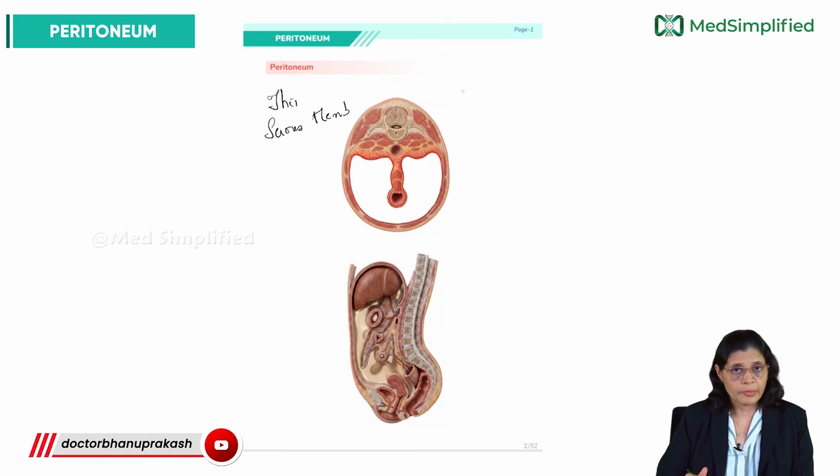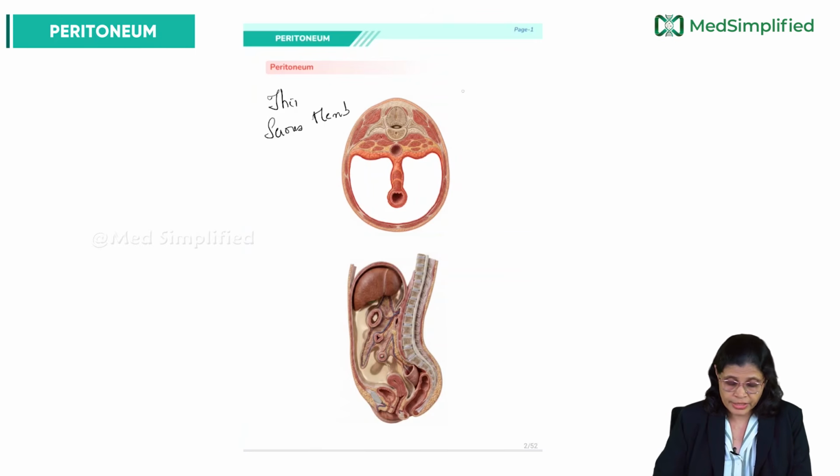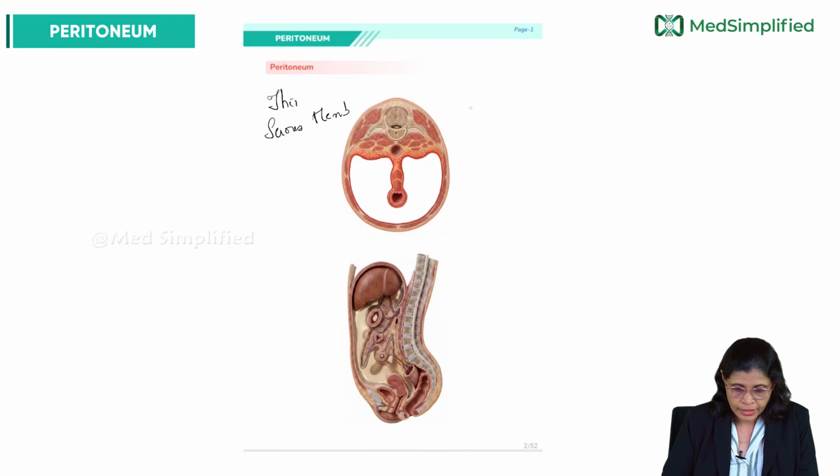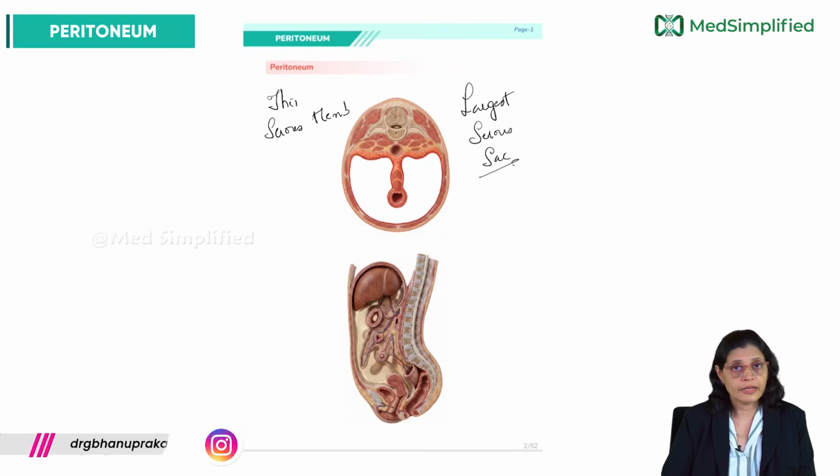So this serous membrane, when it lines, forms the largest serous cavity. It is the largest serous sac which is present in our body.